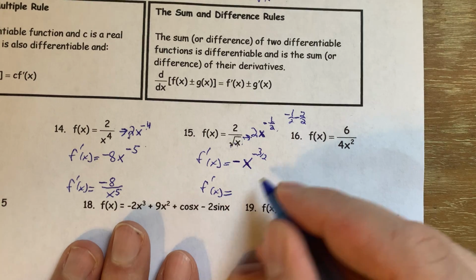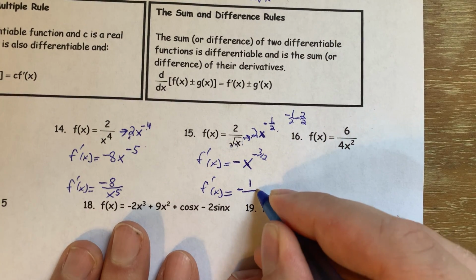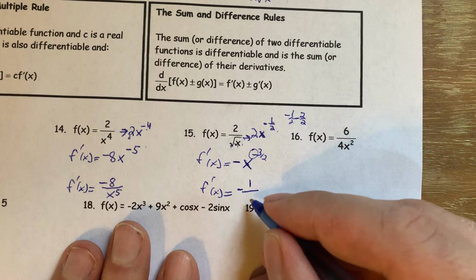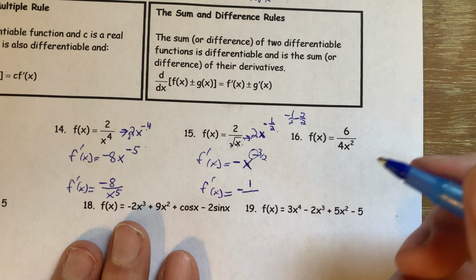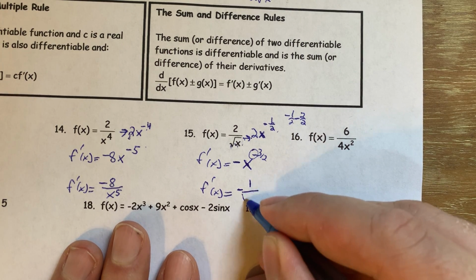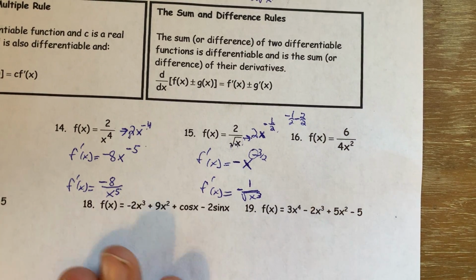And last, I need to rewrite this. This is negative 1 over, it's over because it's a negative power, over the square root of x cubed. Okay.